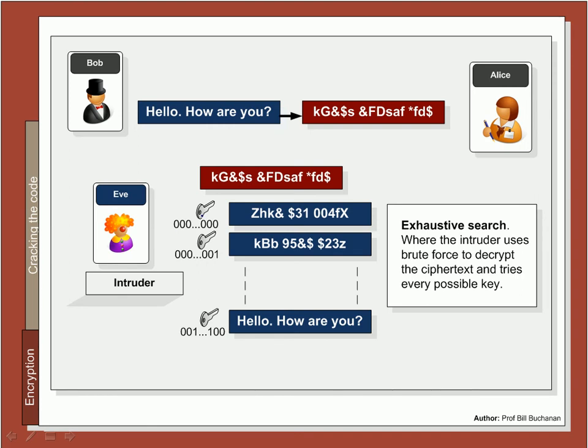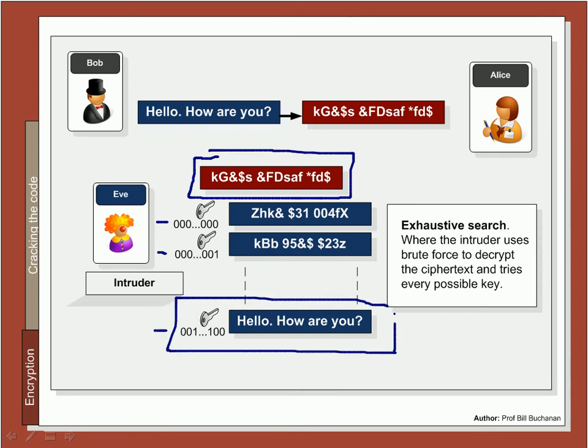Another typical method is where Eve does an exhaustive search. In this case she has managed to get the ciphertext and then tries each of the keys within the key space until she eventually ends up with something that looks like a message. So through exhaustive searching, she has actually found the message. The more keys that we have, the longer it will take.